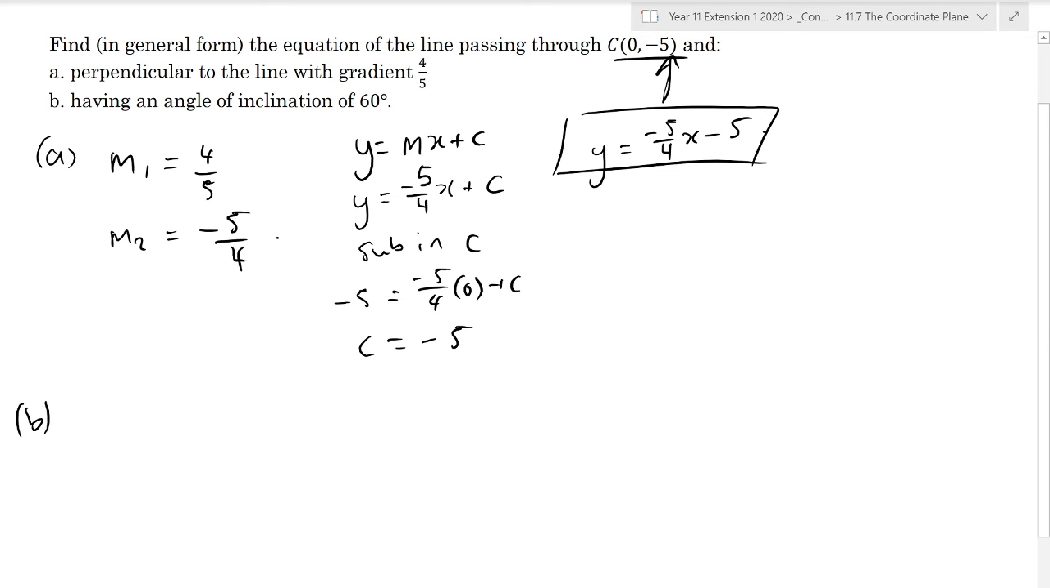Now part B is a little bit different. It has an angle of inclination of 60 degrees. This is really important, that we remember where our tan ratios come from, because this is what we're going to be doing. So basically my graph is going to look something like this. I don't know what it's going to look like, but we know already that it's going to go through -5 because of the point up above in part C.